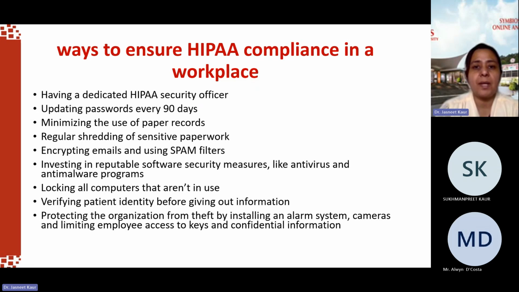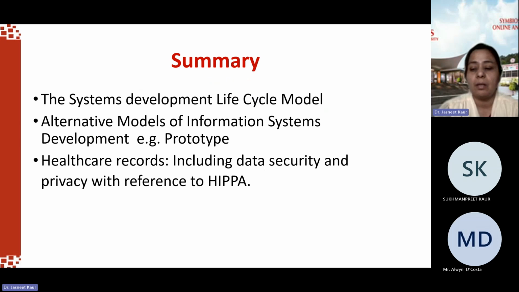Ways to ensure HIPAA compliance in a workplace: having a dedicated HIPAA security officer, updating the passwords every 90 days, minimizing the use of paper records, regular shredding of sensitive paperwork, encrypting emails and using spam filters, investing in reputable software security measures like antivirus and anti-malware programs, locking all the computers that are not in use, verifying the patient's identity before giving out any information, and protecting the organization from theft by installing an alarm system and cameras, and limiting employee access to keys and confidential information. So these are the ways you can prevent HIPAA violations.